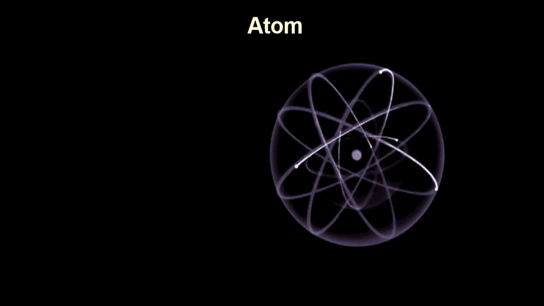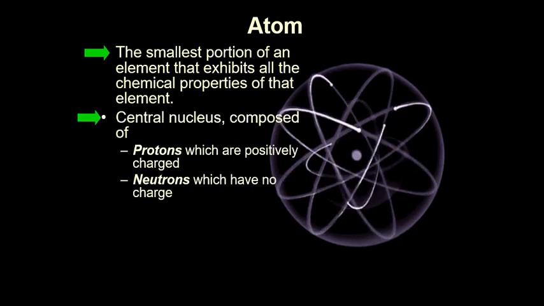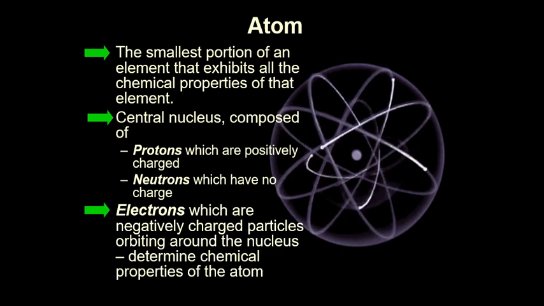So atoms are the basic building block of the universe and of stuff. So to understand stuff, you need to know atoms a bit. An atom is the smallest portion of an element that exhibits all the chemical properties of that element. It's comprised of a central nucleus composed of protons, which are positively charged, and neutrons, which have no charge. Also electrons, which are negatively charged particles orbiting around the nucleus. These determine the chemical properties of the atom.